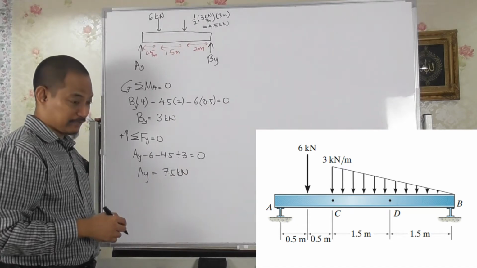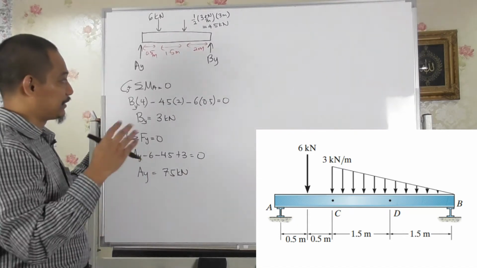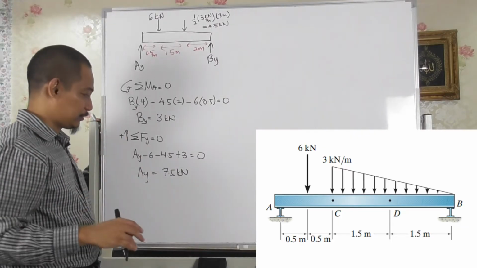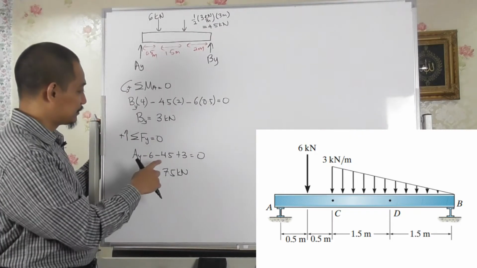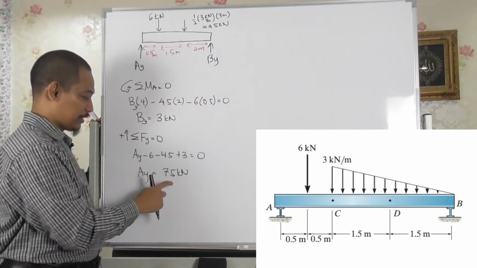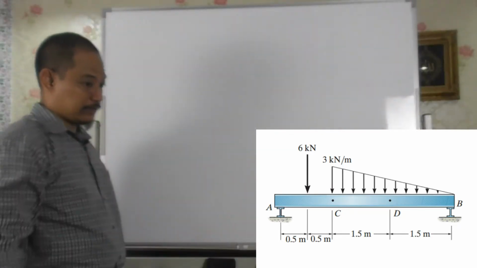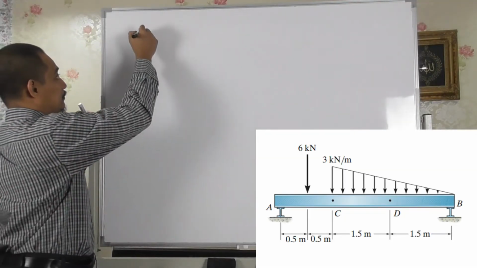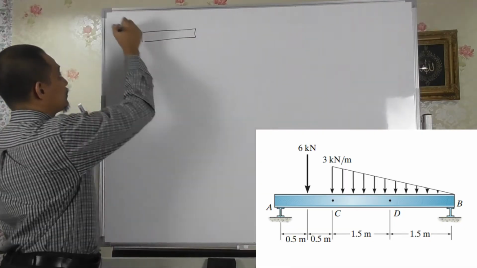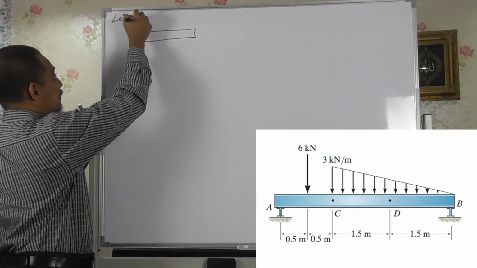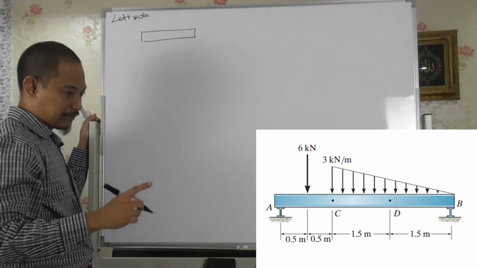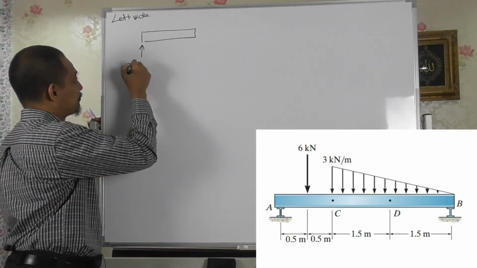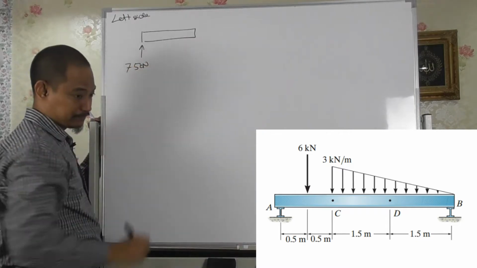Ay is 7.5. Now having that, we can solve by either taking the left of point C or the right of point C. So I will erase this one, just hopefully you take note already of By and Ay. Now looking at the diagram there, let's try to take on the left side first, right? So if you take on the left side, Ay is already calculated at 7.5 kilonewton, right?